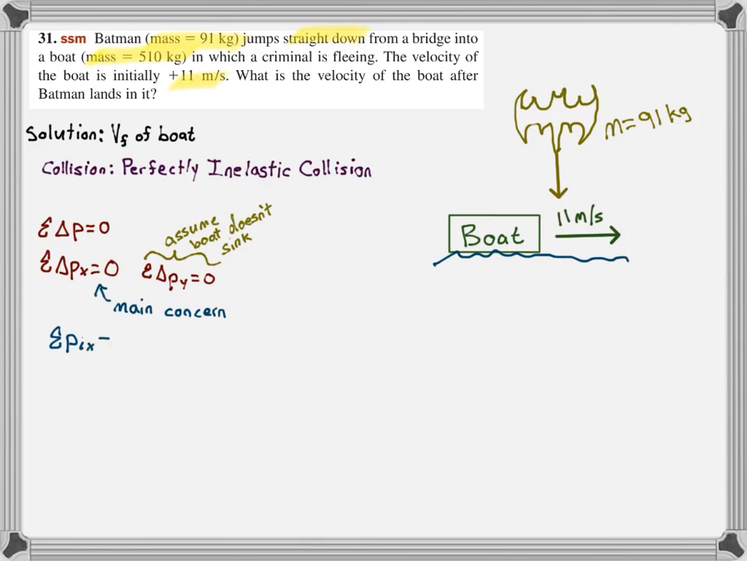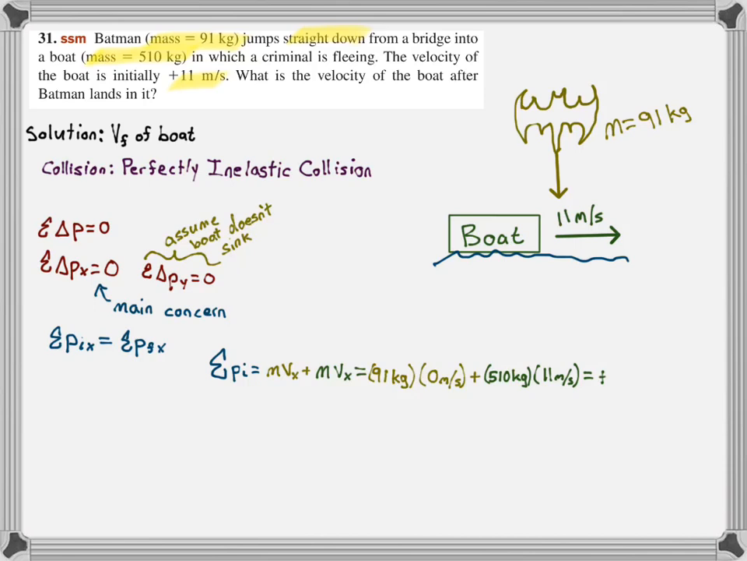So if we just focus in on the x, we first look at the initial momentum in the x of this collision. The total initial momentum in the x is equal to the mass times the velocity of Batman in the x plus the mass times the velocity of the boat in the x. So we're taking into account the two items we're looking at. Now, the momentum in the x of Batman is going to be 0 because he's not moving in the x direction, he's only moving in the y direction. And the momentum of the boat in the x direction is just 510 times 11.